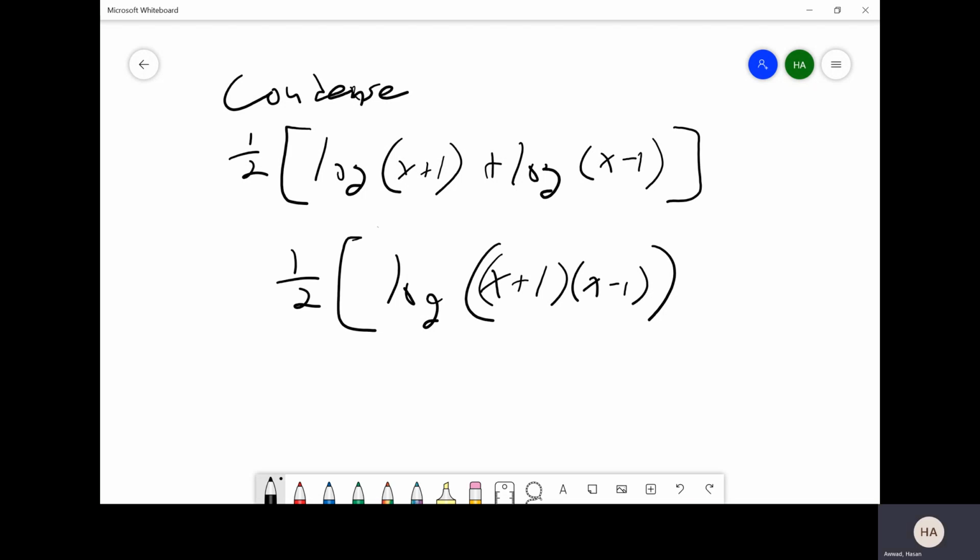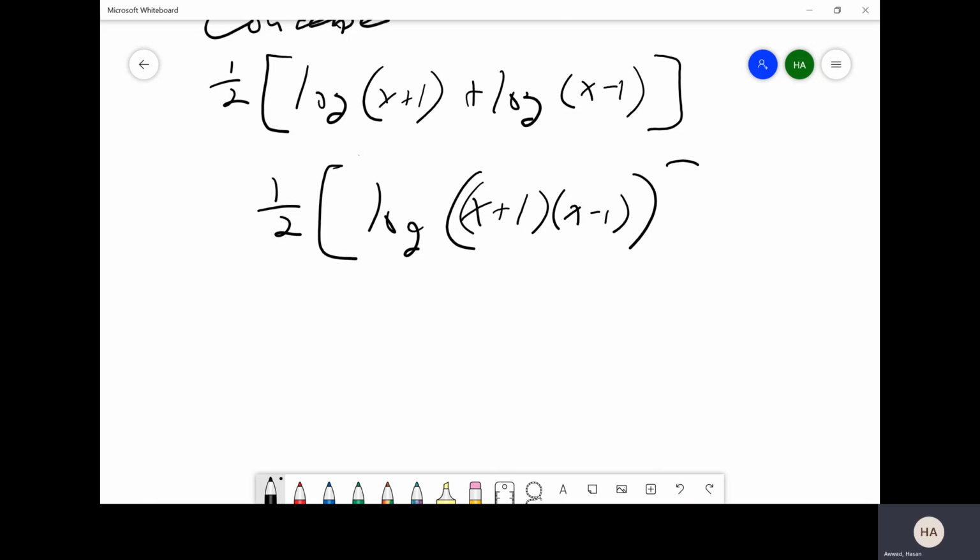Split up by addition. They have the same base. You can make them one log, same base, and just multiply the values together. Okay, so let's go ahead and actually do the multiplication.